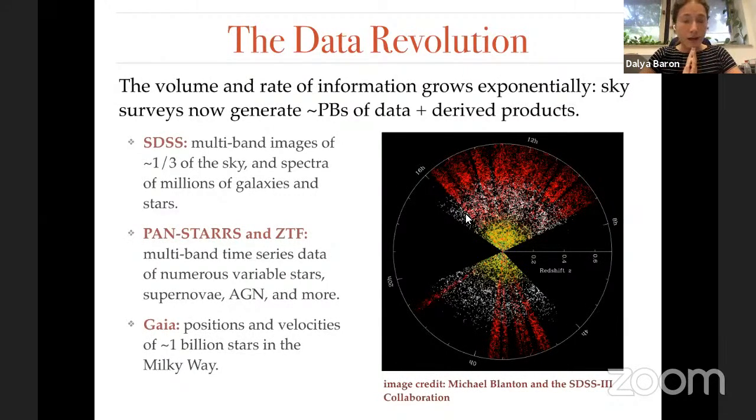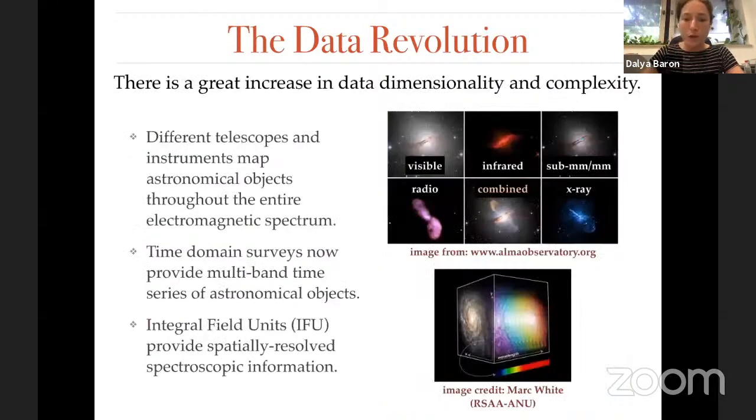This is in terms of optical spectroscopy and imaging, but if we go to time domain, we now have surveys that basically monitor the night sky, such as Pan-STARRS and ZTF, and provide us with time series, so information as a function of time of various variable sources. We also have Gaia that have given us positions and velocities of roughly 1 billion stars in the Milky Way. So the amount of data we have today is insanely huge compared to what it used to be 20 and 30 years ago. The second type of thing that happened is not connected to the data size, but to the data complexity.